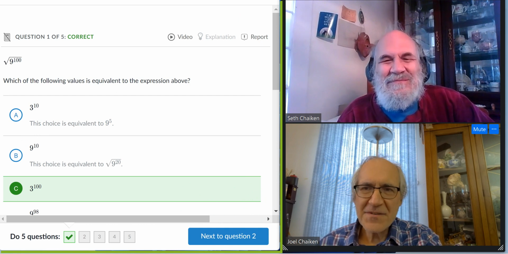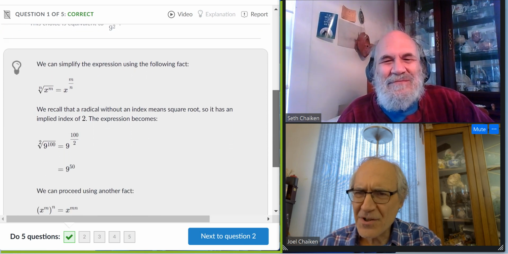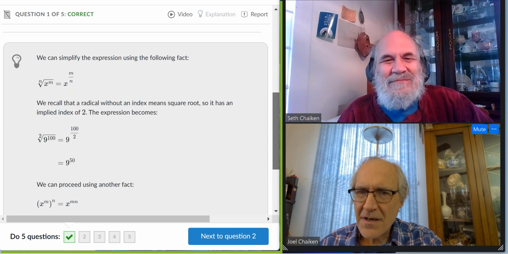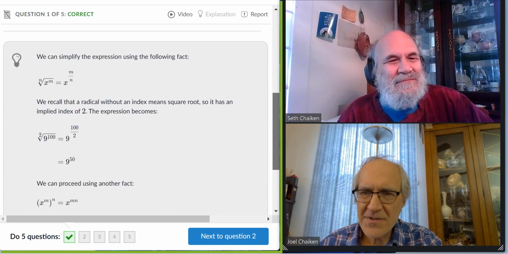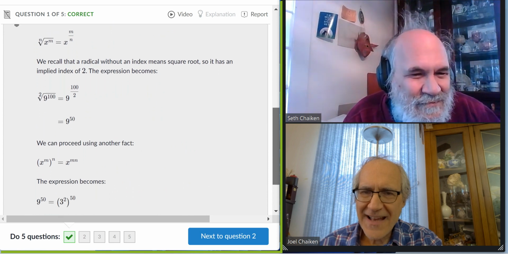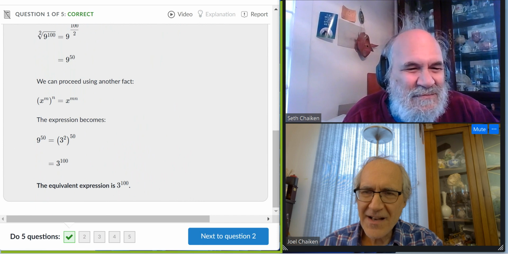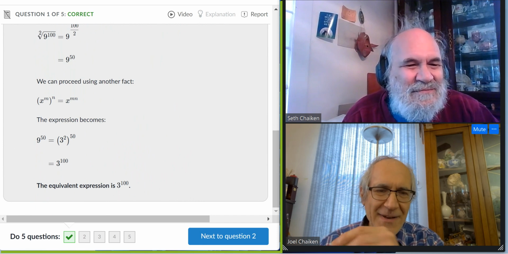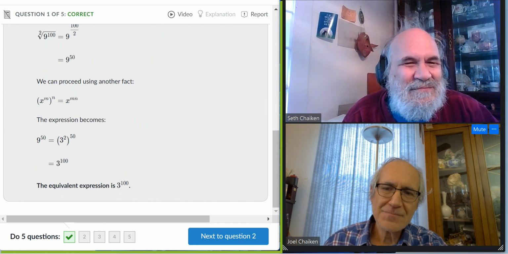And then notice that with Khan, it's very nice. Even if you get it right, you could look at their explanation. Oh, let's quickly look at that. So we can simplify the explanation. So you have to know rational exponents. We recall that. Wow, look at that. I did it the same way they did it. The way I did it was exactly the way they did it. Pretty cool. Or maybe not so cool.